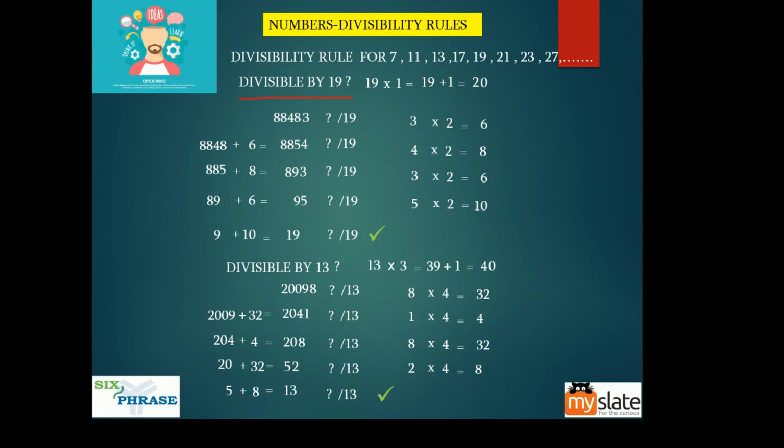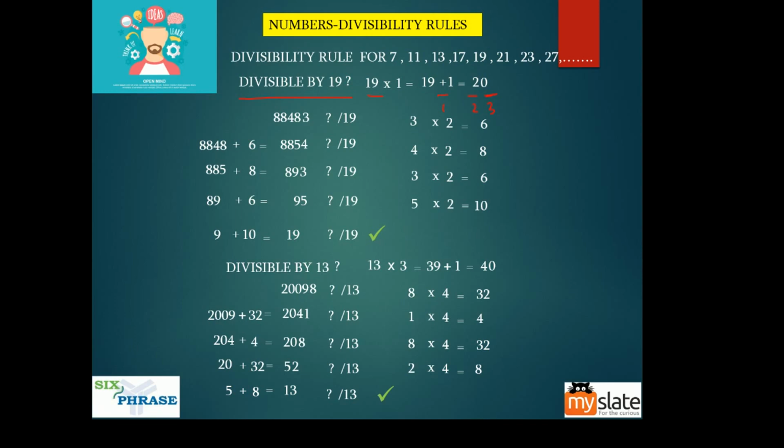How do you write 19, guys? 19 into 1 is equal to 19, plus 1 is equal to 20. I told you, you have to bring this 19 very close to 10, 20, 30, 40, 50. And it is very simple because 19 into 1 is 19. Add 1 to it, you get 20. So we've got this thing that we look for. And what are the three things that we are interested in? 1, 2, 3. These are the three things we are interested in.